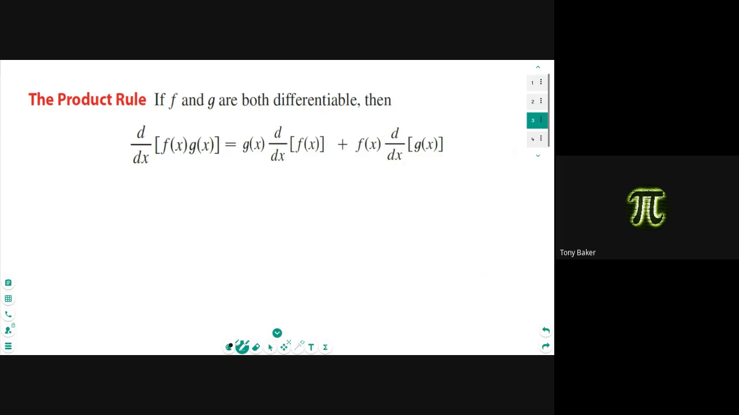It's the derivative of the first times the second. So another way you can write this, maybe a little bit easier, is f prime times g plus f times g prime. The derivative of the first times the second plus the first times the derivative of the second.